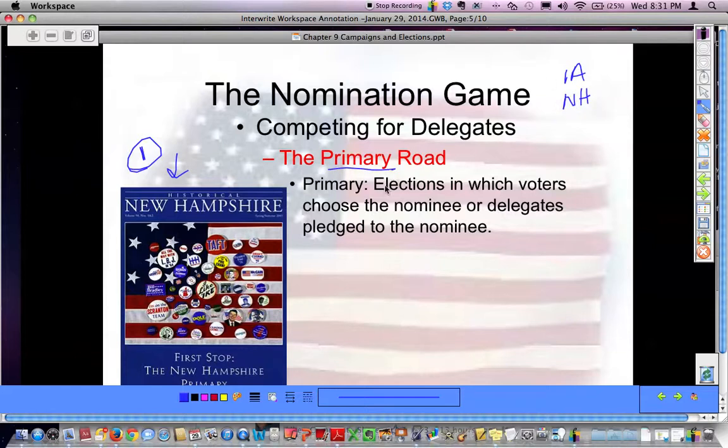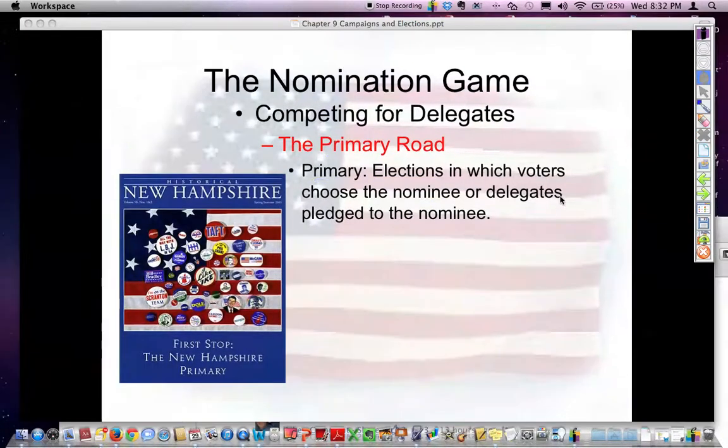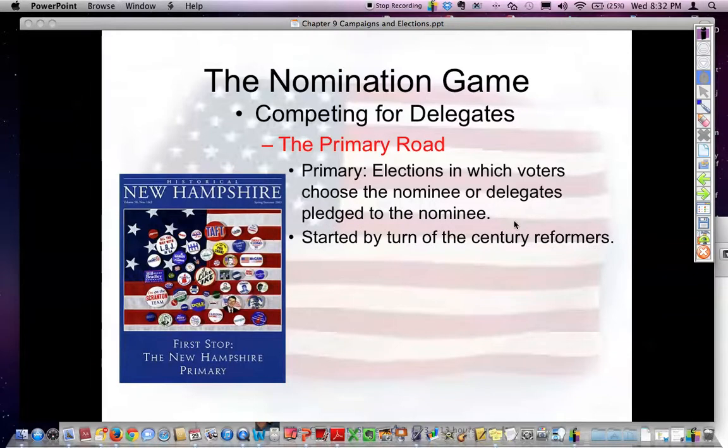Now the primary road. Again, a primary is an election in which voters choose the nominee, or delegates pledged to the nominee who they want to run for president. So if I cast my vote for Barack Obama, then delegates representing Barack Obama will attend the convention. It was started by turn-of-the-century reformers. Most states use one of the forms of the primaries listed.